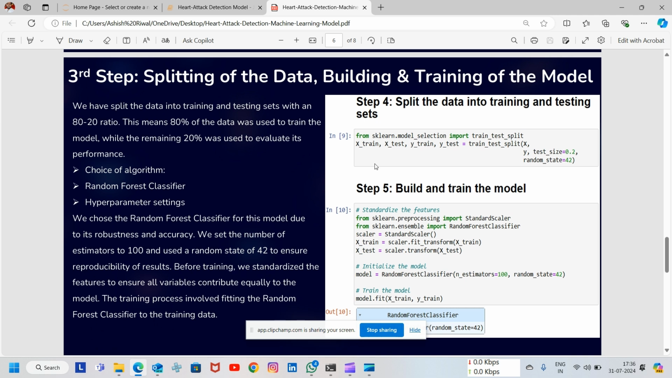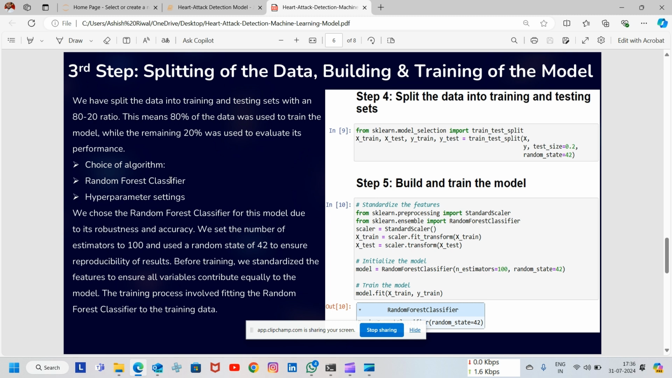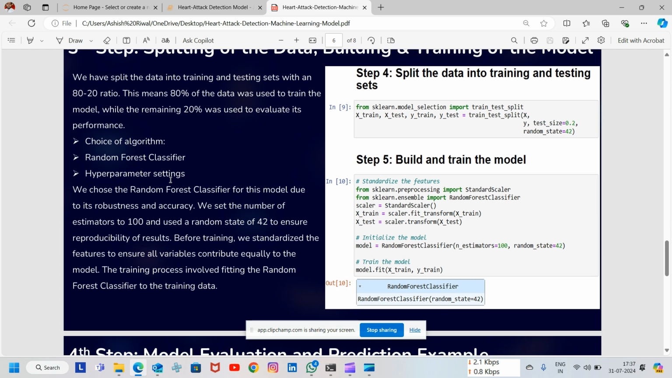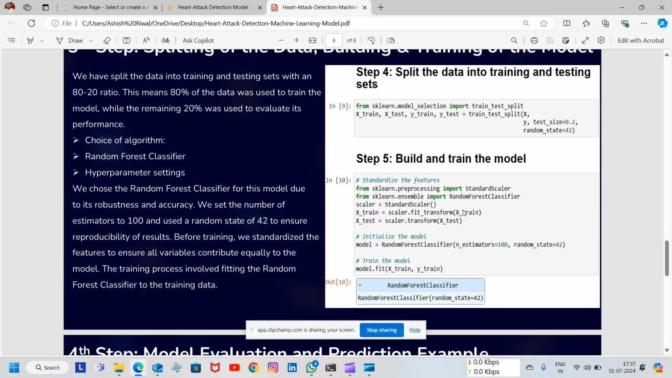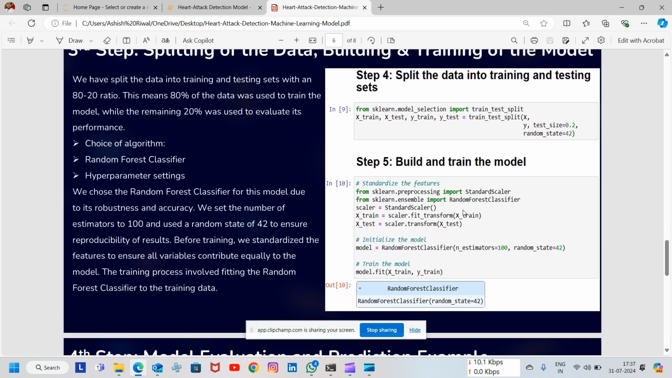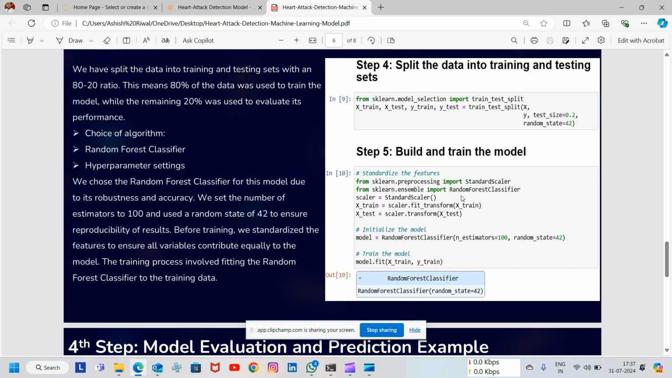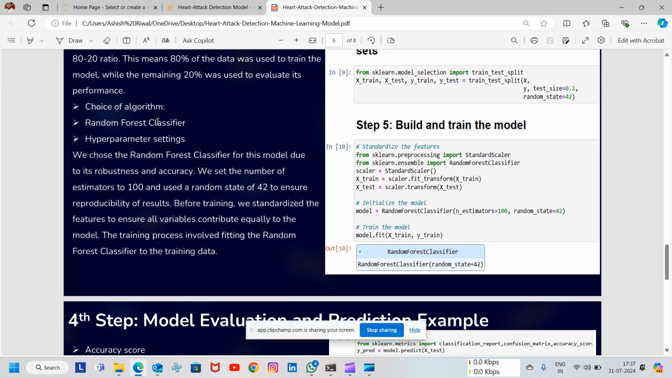I have tried many algorithms like XGBoost and gradient boost also. But among all of them, the highest accuracy was given by the random forest classifier. That's why I have made the PPT with the random forest classifier only. So the algorithm that I used is a random forest classifier.